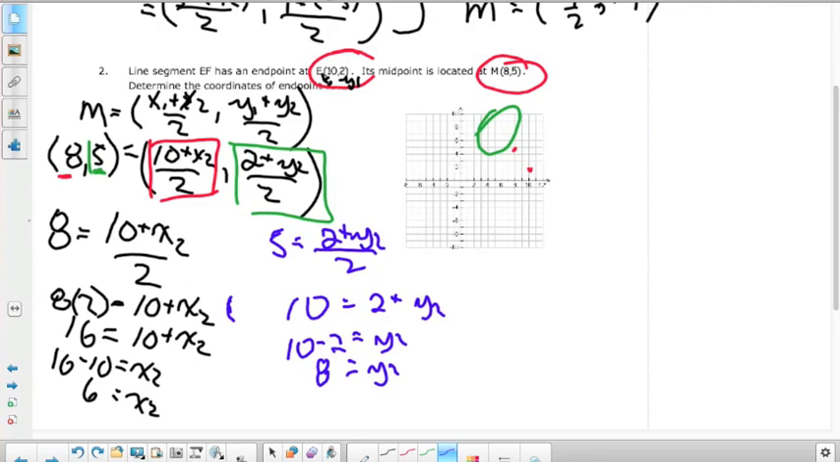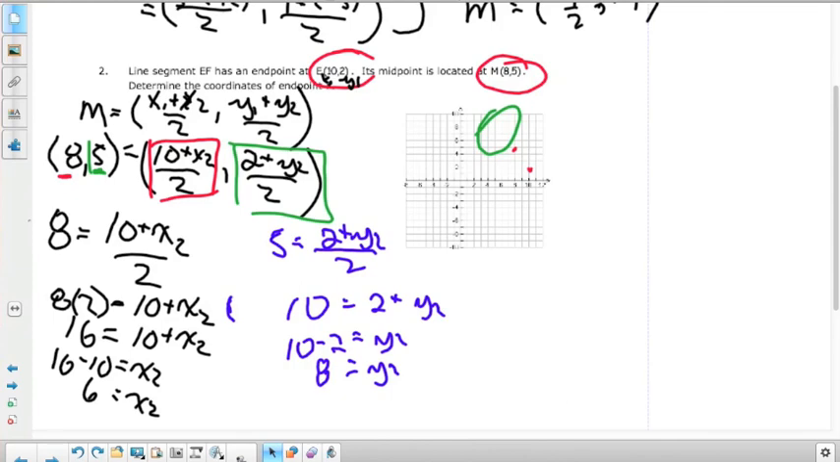What did you multiply? I multiplied both sides by 2 to get rid of the 2 on the bottom. And then you subtracted 10. Yeah, then I subtracted 10 from both sides to get x2 by itself, and then I subtracted 2 to isolate y2. Why do you leave it as 6 equals x2? Because then you know your point. I'm looking for x2 and y2 here.